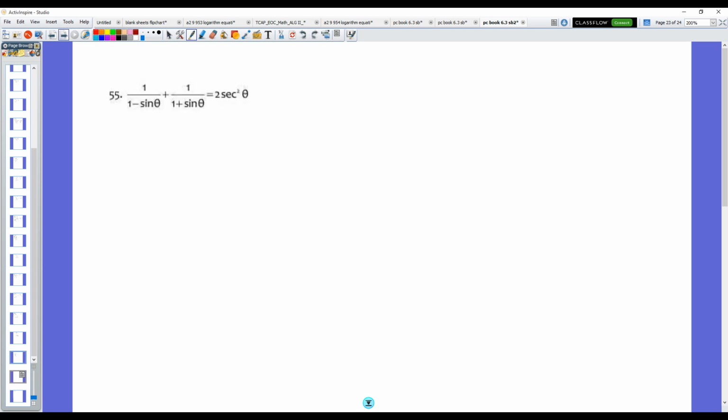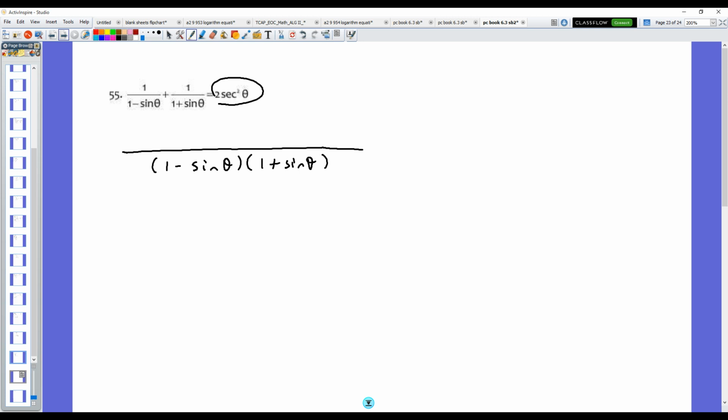55, let's work on the right-hand side. I can make that into 2 over cosine squared. I think I'd have more to do if I worked with the fractions over here. My least common denominator will be both of those groups. Because my target doesn't have anything to do with sine, I think I will need to FOIL those. And that'll FOIL into something that will work really nice.